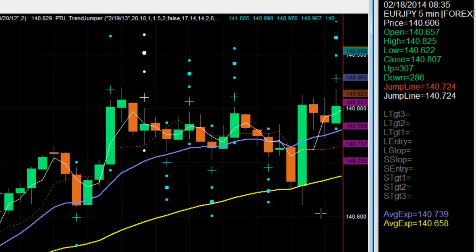Now we're waiting for the next setup, and it actually is a long this time. You'll notice that the market has been rather tight.